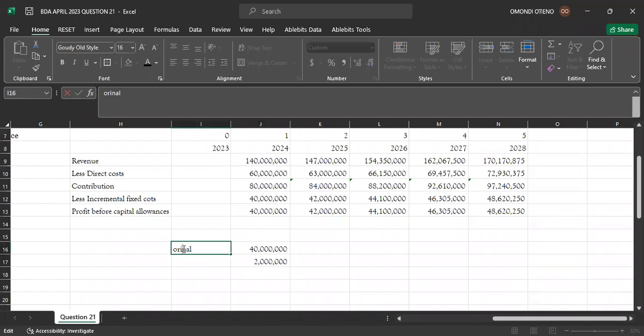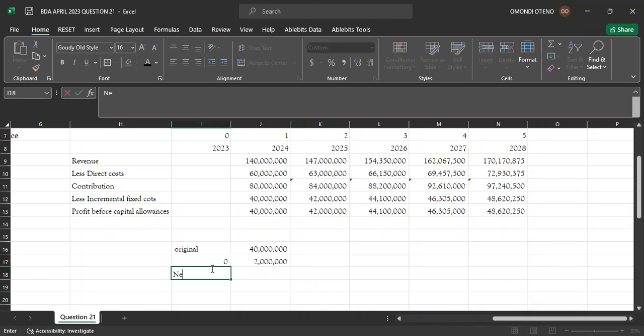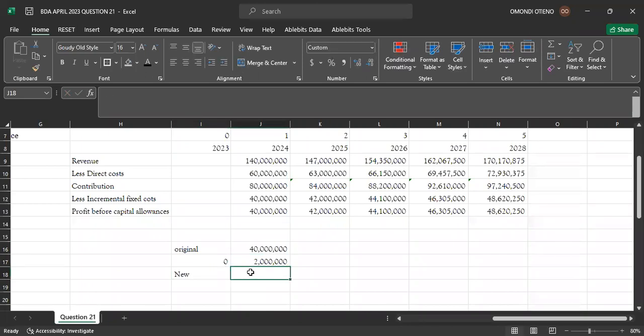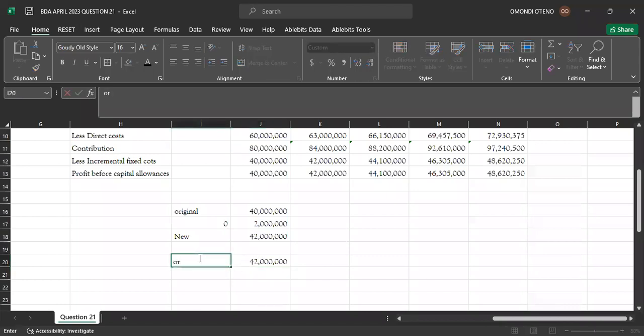When I add now, because the original or initial fixed cost is 40 million, we are increasing it by 5%, which is giving us 2 million. Now, the new or final fixed cost will be original plus the increase. If I add the two, I'm getting 42 million. Again, at this other point, you are going to use this 42 as the original in the second year.